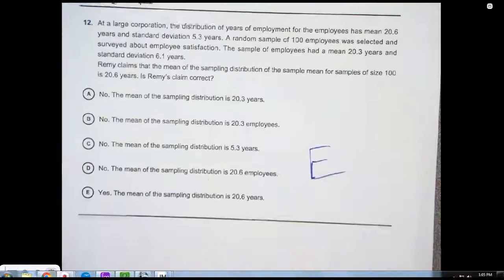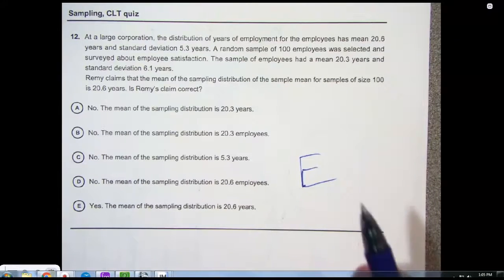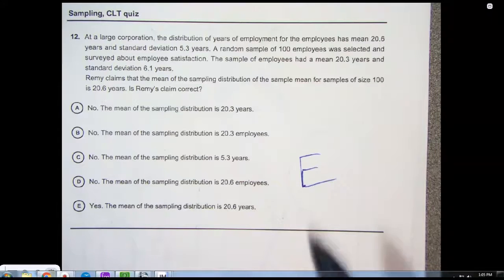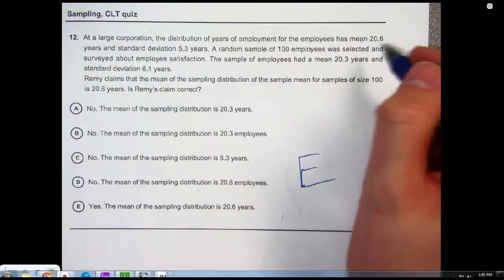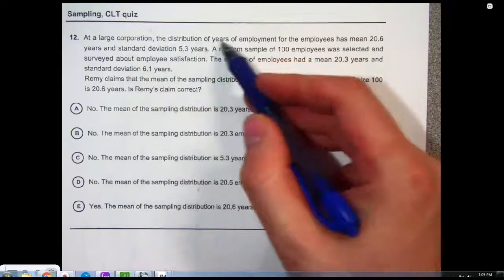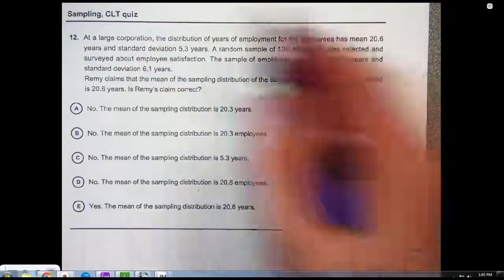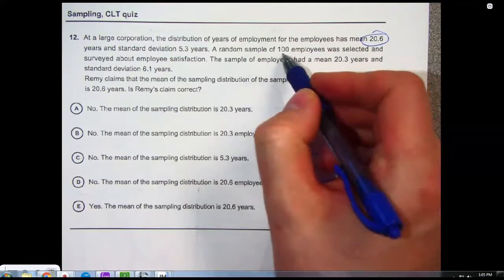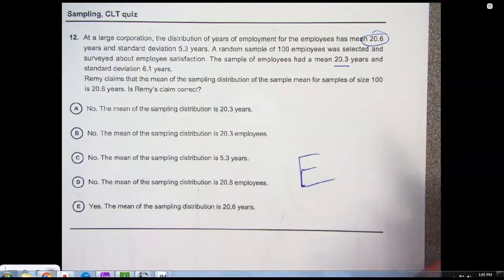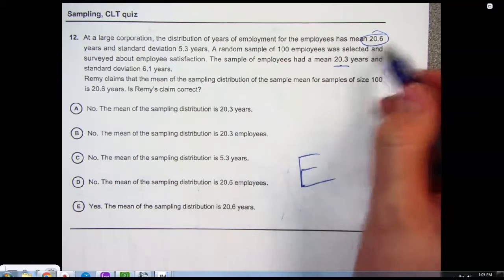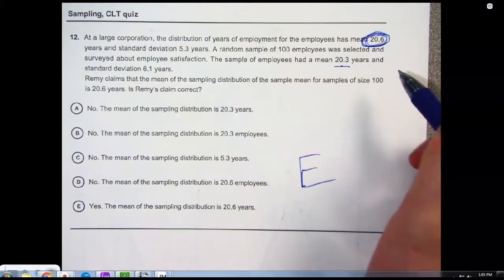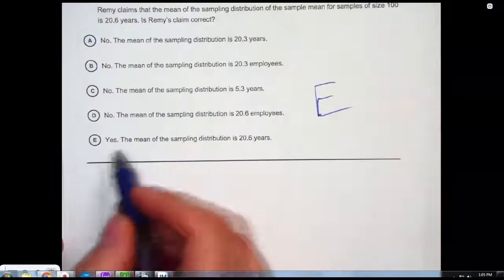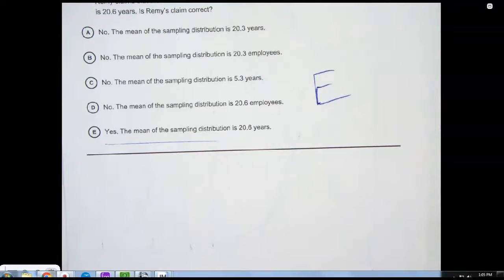And then number 12 here, and again, this is getting at the idea of what number carries more weight, the population data or one random sample. So they're telling me here that in a large corporation, the entire population data has a mean of 20.6. Then they take one random sample and they find 20.3. But that's just one sample. And if I did this over and over and over again, the number that really carries the most weight is that 20.6. So that's going to be yes. He is right. The mean of the sampling distribution would be 20.6.